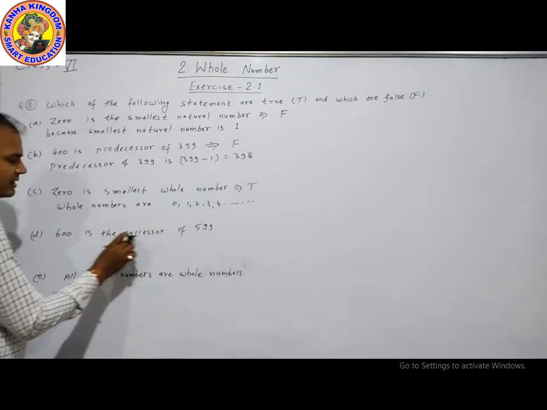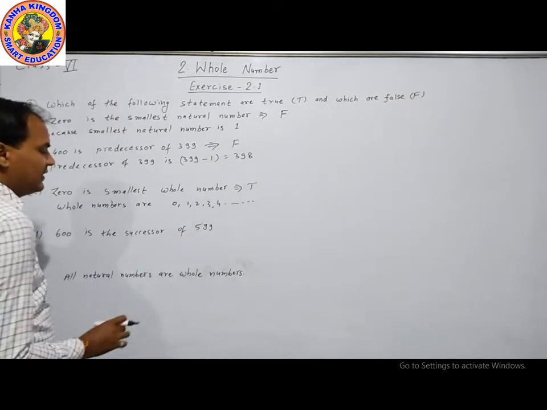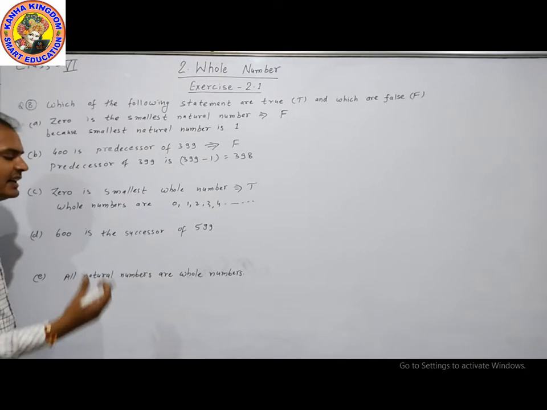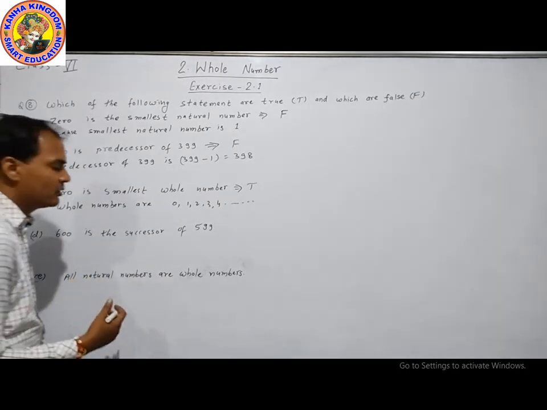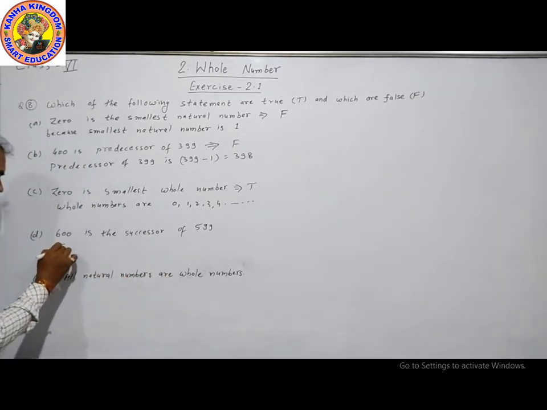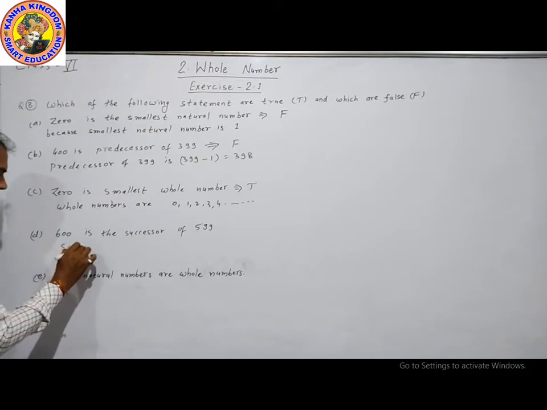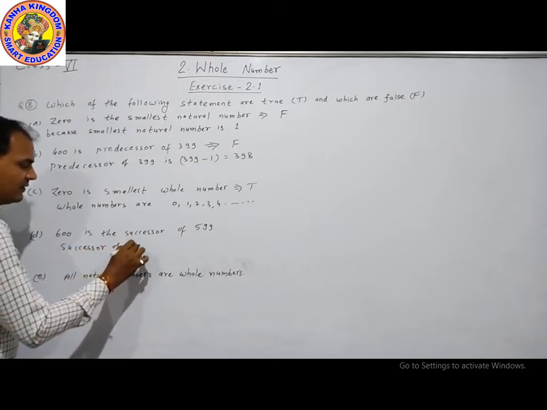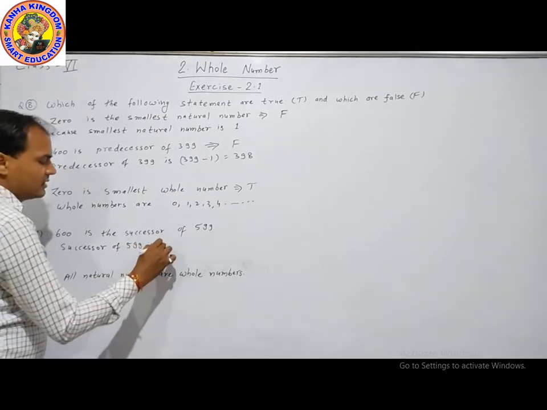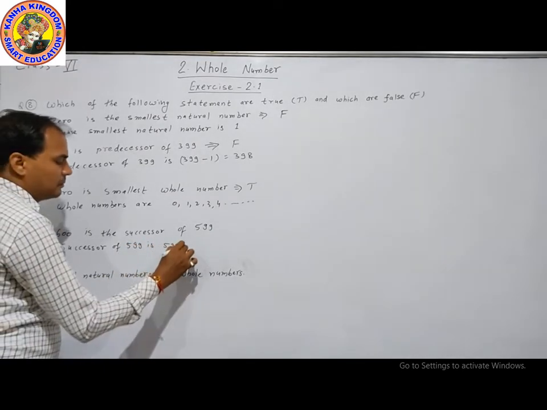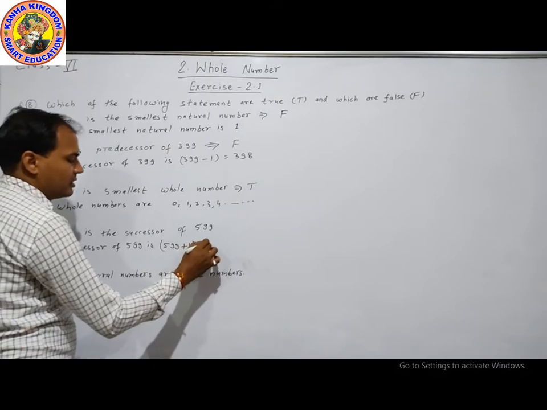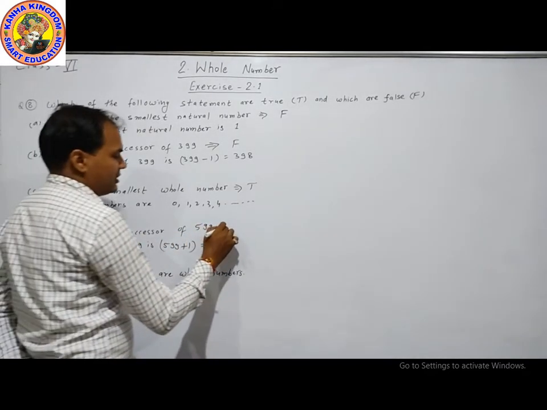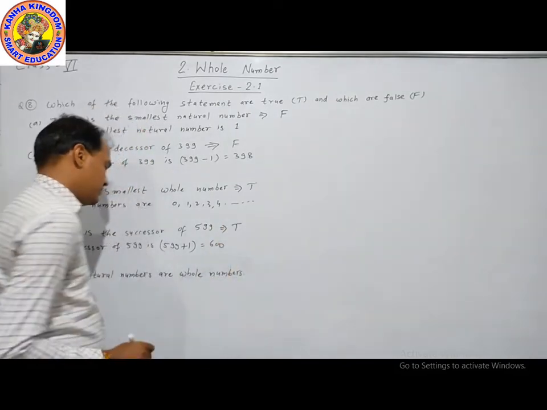600 is the successor of 599. Successor is our next number. The next number is found by plus 1. So the successor of 599 is 599 plus 1 is equal to 600. Yes, 600. This is a true statement.